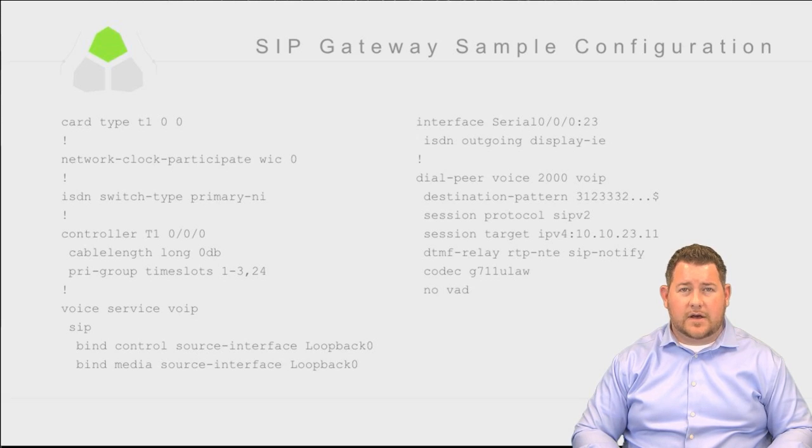And then we're going to define a DTMF relay method here. We've got two methods defined, so that's going to allow RTP-NTE, as well as SIP NOTIFY as valid DTMF relay methods to use on this dial peer. And then once again, we've actually hard-coded a codec here, G711 mulaw. So we're saying it has to use this codec.